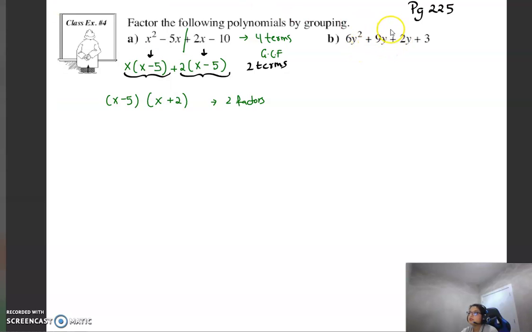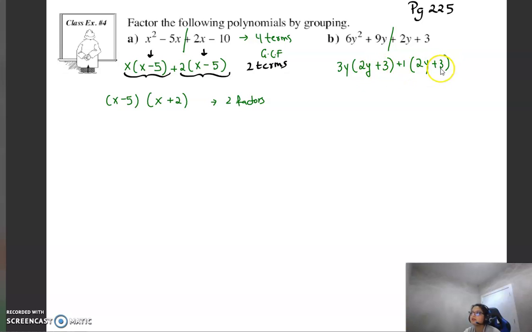In part B, we'll do the same thing. We will again take the first 2 terms here and try to do a GCF. The GCF between these 2 terms is going to be 3y. So we're dividing both of them by 3y, which leaves you with 2y plus 3. And in the second one, you'll see that there's no GCF there, but we always have to take a GCF, even if it is a positive 1. So we're going to divide out a positive 1, which leaves you with 2y plus 3 again.